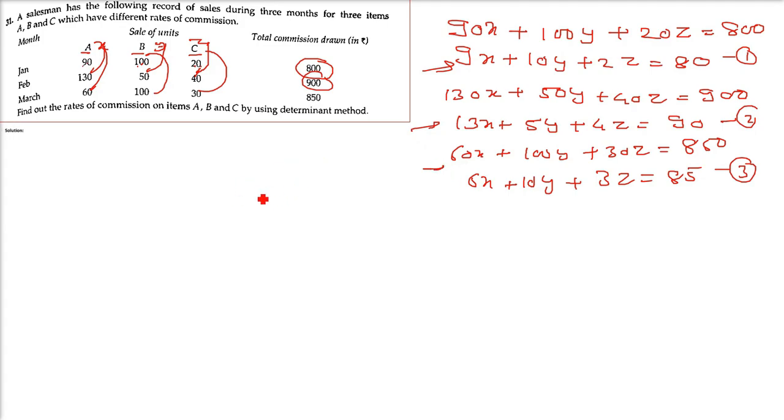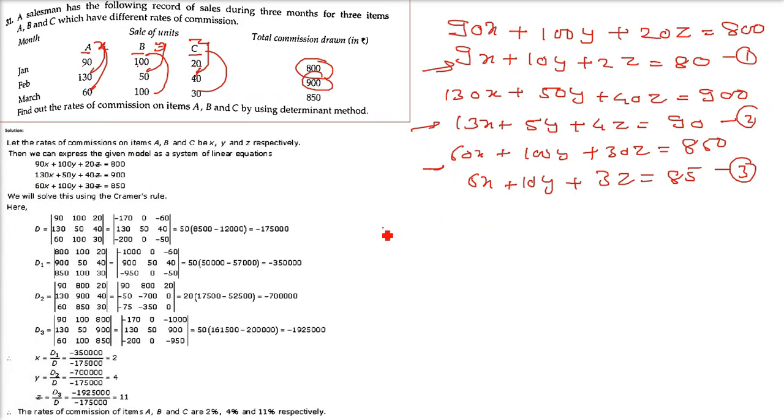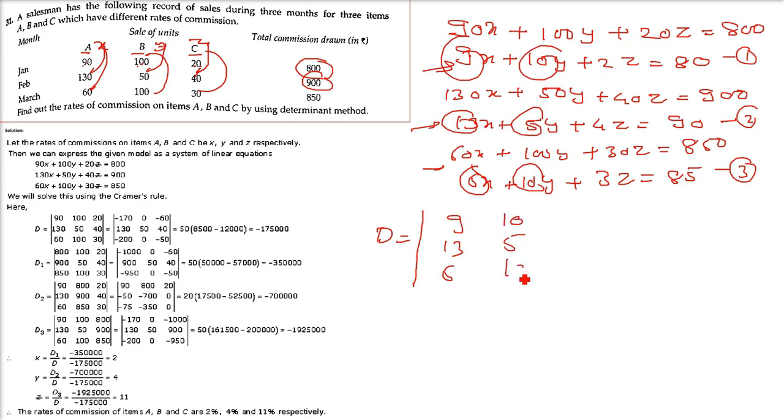Now let me write the determinant. Actually, the basic idea is to make the equations. Other things you know, the Cramer's rule now. So the determinant D will be 9, 13, 6; 10, 5, 10; 2, 4, 3. So you just have to solve this. It is going to come as negative 175.